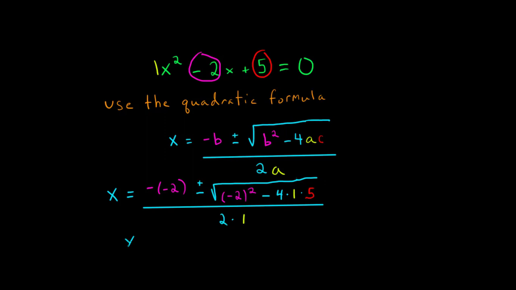So now x equals 2 plus or minus, I'm going to do the radical sign on the side here, 4 minus 20 equals negative 16. So it's going to be 2 plus or minus the square root of negative 16 all over 2. I'm going to rewrite that and simplify further here. So we said x equals 2 plus or minus the square root of negative 16 all over 2.